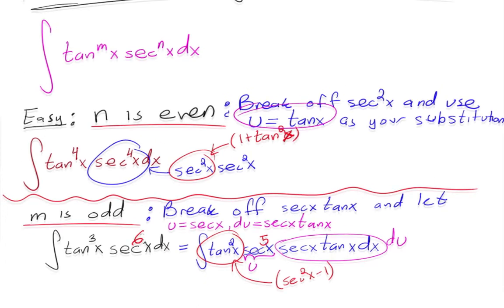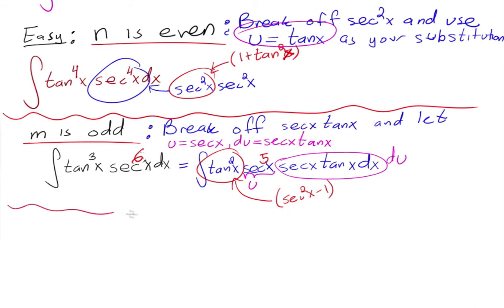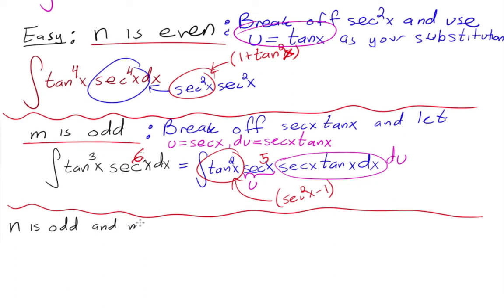Now, what's the only case that we haven't done? So we did n is even, m is odd. What about if n is odd and m is even? So if I have tangent, I don't know, m is even. So this would be, for example, tangent to the 4th times secant cubed.